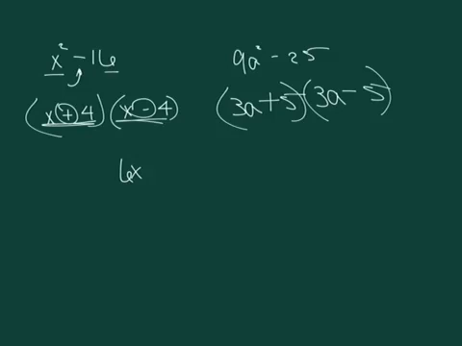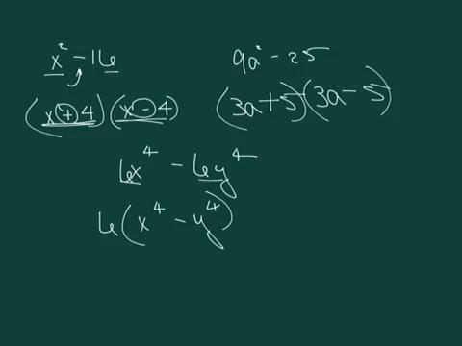6x to the fourth minus 6y to the fourth. Again, square root of the first term, square root of the second term. I can't take the square root of 6, but lo and behold, I have a 6 in each one of those, so I can pull a 6 out. Okay? Now can I take the square root of that?